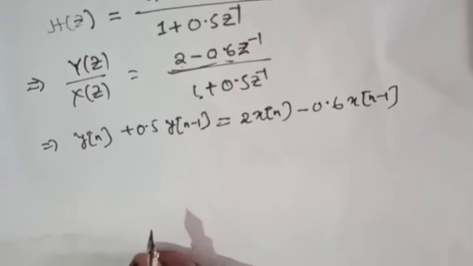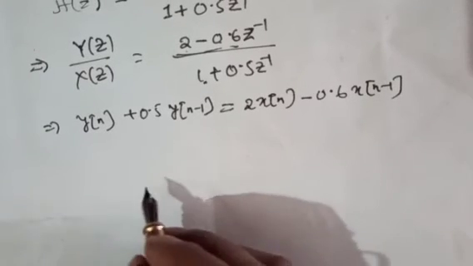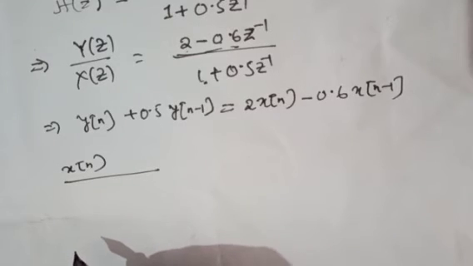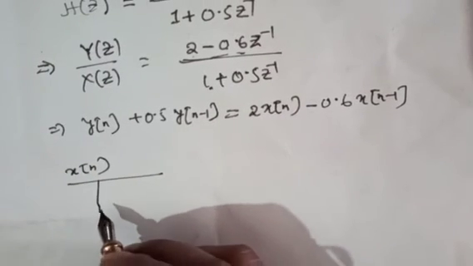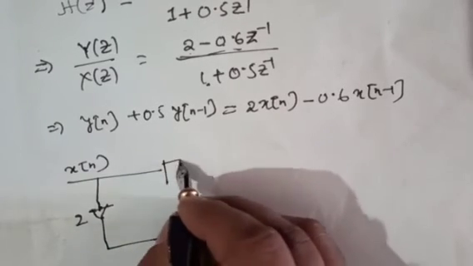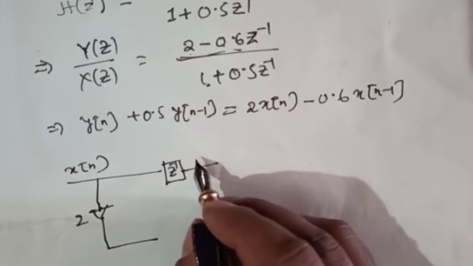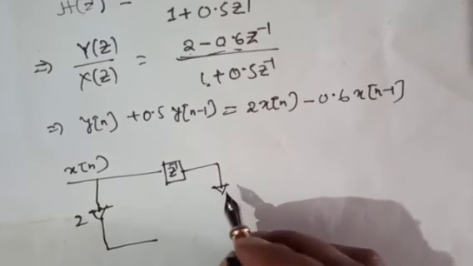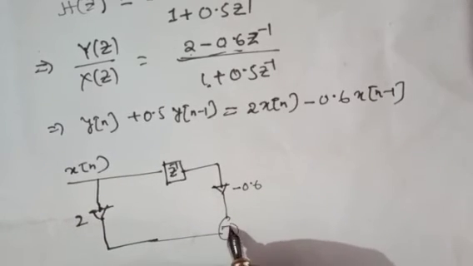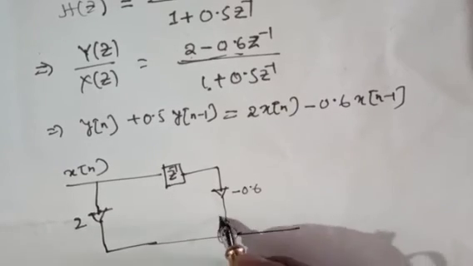Now you can implement it directly, realize it directly. So first let us draw the input part. So it is your x(n). Okay, x(n) is being multiplied by 2. Then here it is a z⁻¹, so it will produce x(n − 1). x(n − 1) is being scaled by −0.6. Then both these two are added. So this is your output.